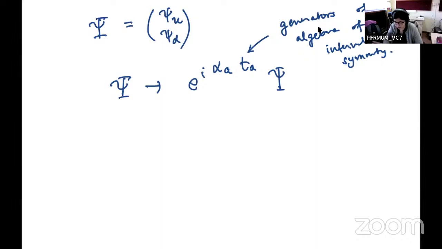So this is just writing the same transformation, except now instead of just alpha, which was a number, you have this alpha a. The alpha a's are still numbers, but they're multiplying each of these matrices. So I will tell you in a minute what I mean by generators of the algebra. I just want to do a very simple exercise of rotation in the xy plane.